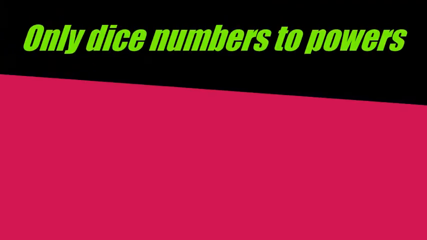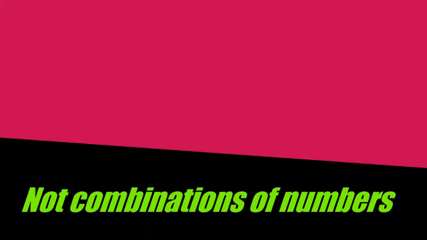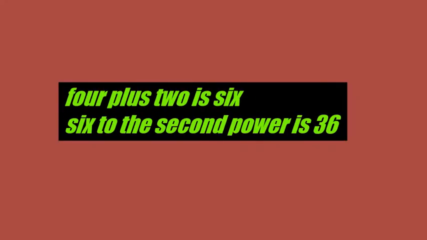But remember, you can only take dice numbers to powers. You can't take combinations of numbers. Here's what I mean. Let's say you rolled a 4, a 2, and a 3. What you cannot do is say 4 plus 2 is 6 and 6 to the second power is 36. That's a big old nope.